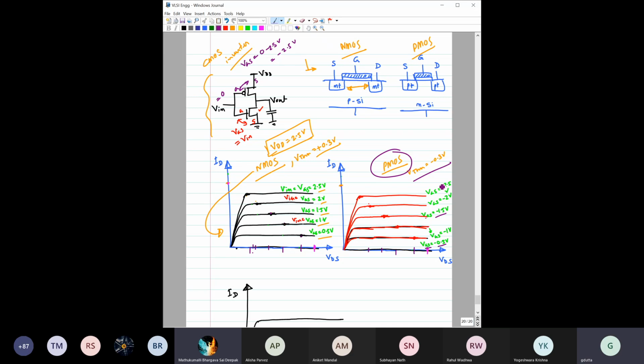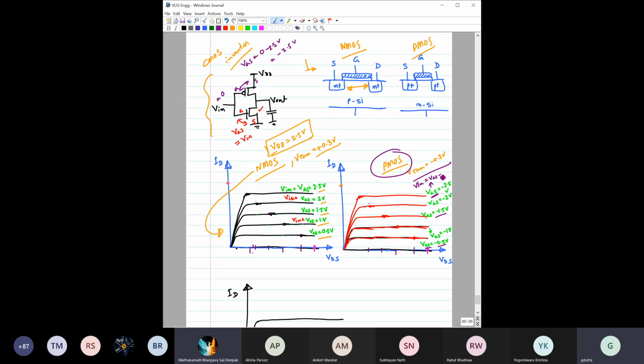How can we relate this VGS for this PMOS with this VIN? Let's see. Who can tell me? It's very easy, but still I am asking. VDD minus V. So this is basically what we have to do. We can write here, it is V in. What you have to do? Please tell me once again. So VGS is equal to VDD minus V.